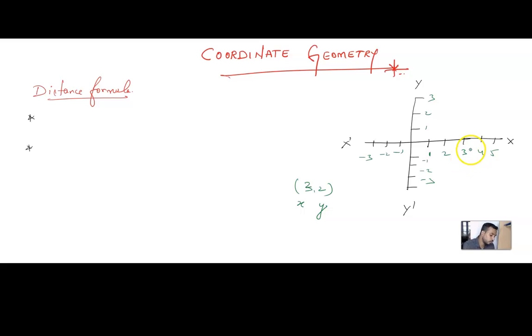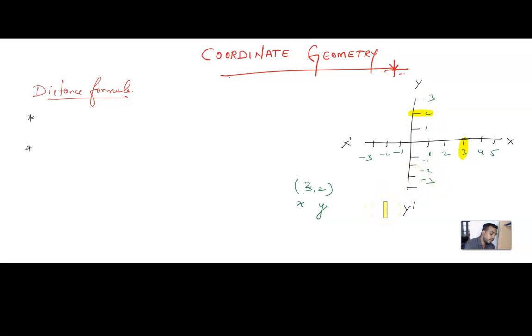You know that, I hope you have studied in your class 9 or class 8, the value of x is 3. Then we will come here at this position. This is plus 3. If it is minus 3, then you have to go to the left hand side. The value of y is plus 2. Plus 2 means we have to go up. If it is minus 2, then we have to come down.